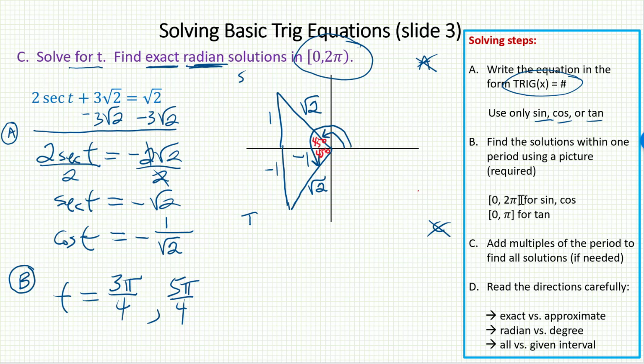Well, now I come to the part where I add in multiples of the period, but here's the thing. Here's why it says if needed. This one doesn't require all the solutions. I only wanted the solutions within one period, 0 to 2 pi. Well, that means I'm finished. These two solutions are the only two solutions in that interval for this equation.